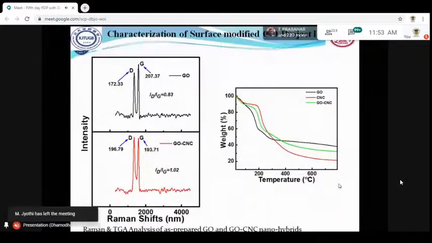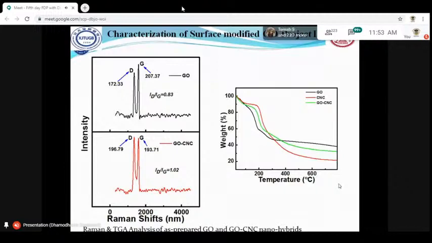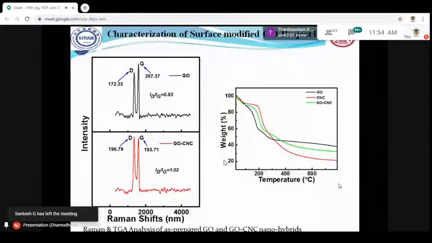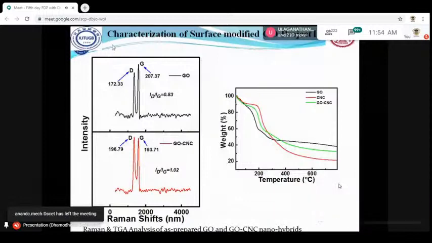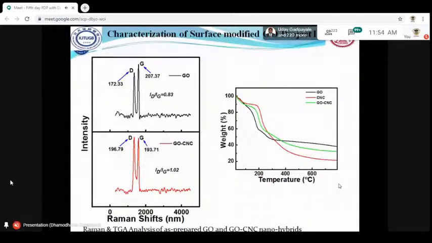In the case of TGA, the thermogravimetric analysis shows that when we combine as-prepared CNC and as-prepared GO, its thermal stability is decreased as compared with the neat GO. Here we can see the neat GO is showing around 38% residual value, but the neat CNC is showing around 20. But with the CNC decorated GO, it is around 36, 37 something.